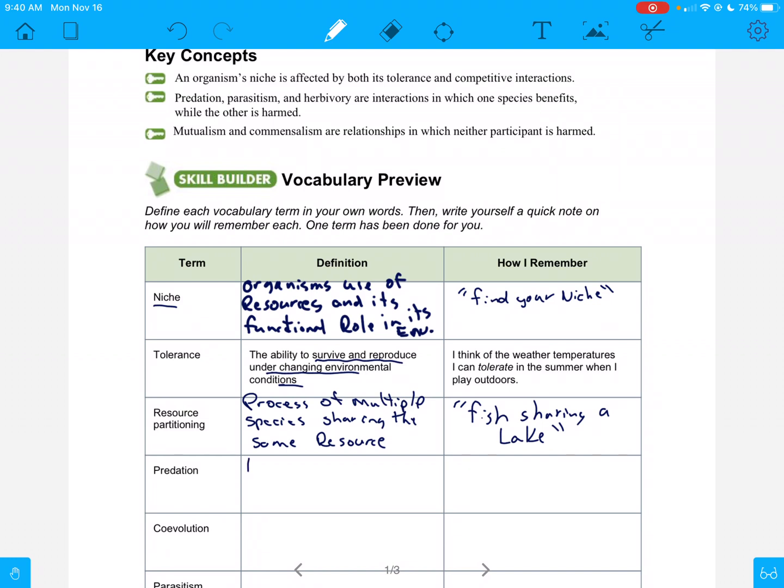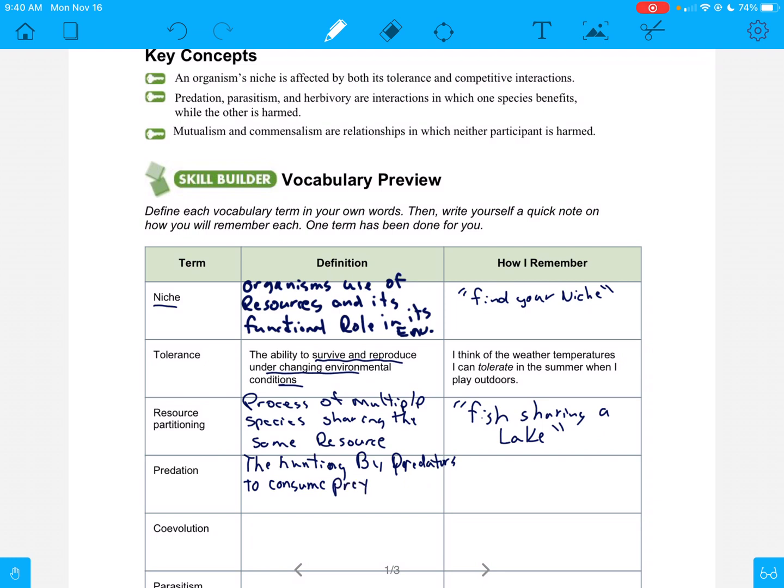Predation is the hunting by predators to consume prey.